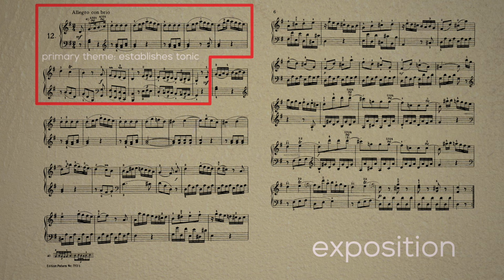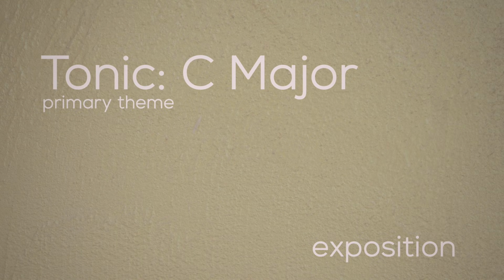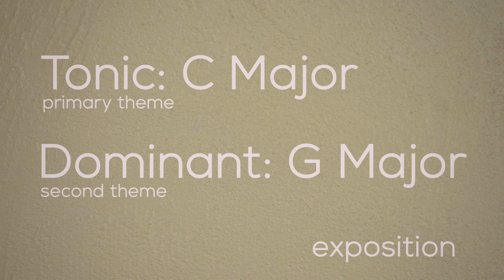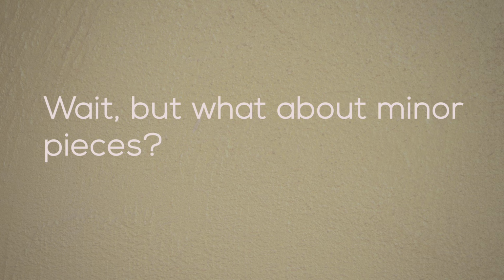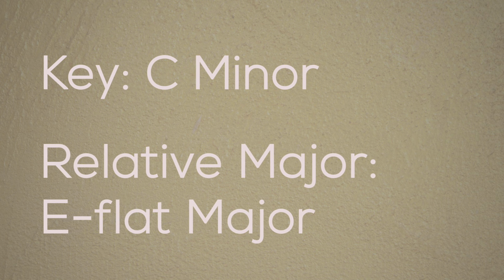The primary theme is the tonic, meaning the key of the piece. The second theme is often in dominant, meaning the fifth scale degree. If a piece is in C major, the primary theme is in C major, and the second theme is in G major. In a minor piece, the second theme is usually in relative major, or the third scale degree. For example, if the piece is in C minor, the primary theme would be in C minor, and the second theme would be in E flat major.